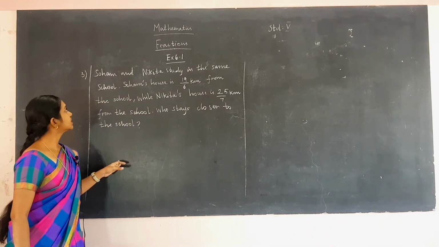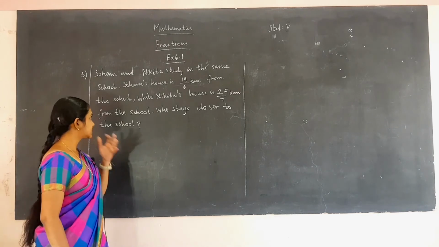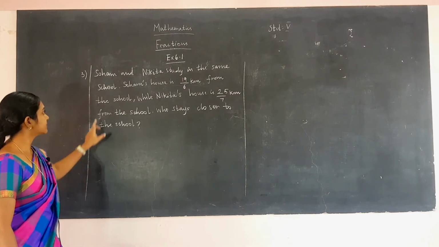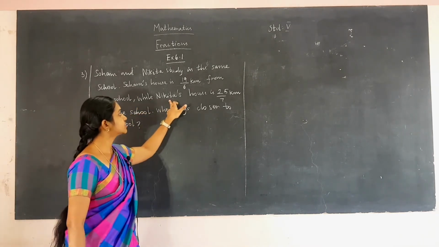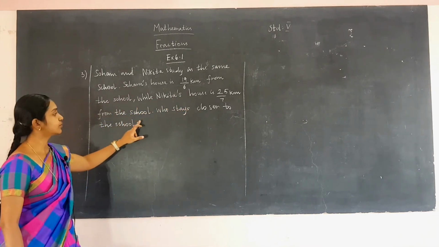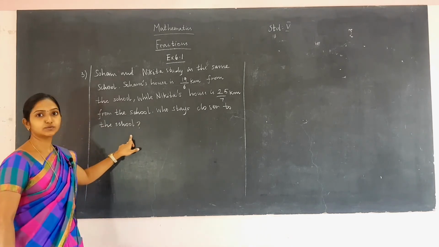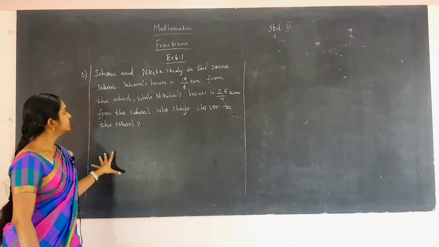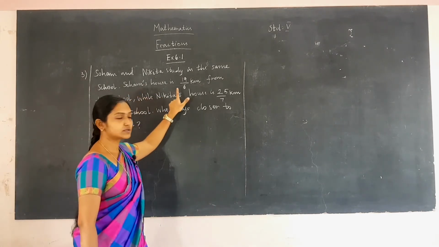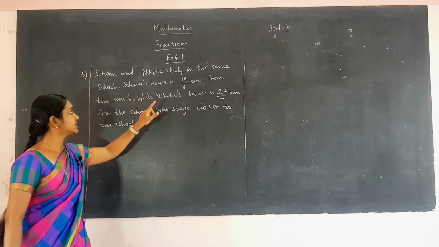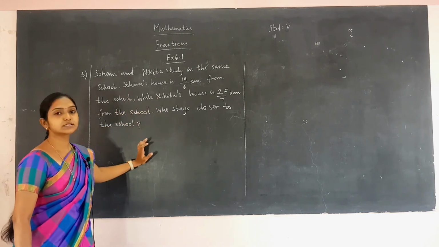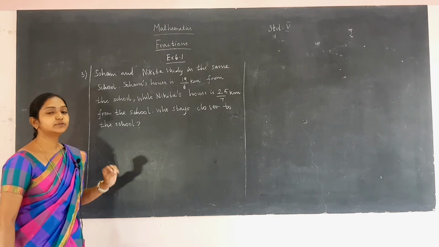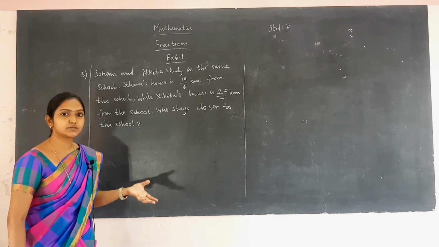The next question is: Sohan and Nikita study in the same school. Sohan's house is 19 by 6 km from the school, while Nikita's house is 25 by 7 km from the school. Who stays closer to the school? We have to find who stays closer to the school.